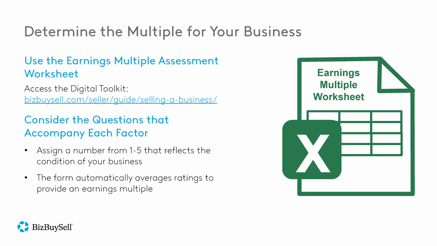Consider the questions that accompany each factor and assign a number from 1 to 5 that you feel accurately reflects the condition of your business, with 1 indicating the weakest condition and 5 the strongest condition. The form automatically averages ratings to provide an early sense of the earnings multiple that your business, in its current condition and based on your assessment, might command.